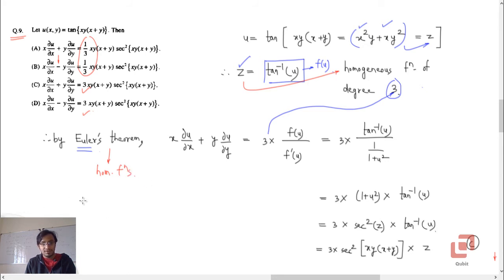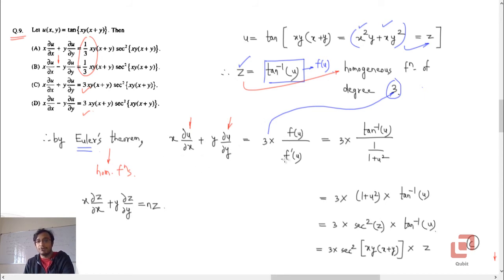Okay, which says x ∂z/∂x + y ∂z/∂y = nz. And we know that z is a homogeneous function, but we are not interested in applying Euler's theorem on z, we are interested in applying it on u. So you can use this deduction which I have written here.